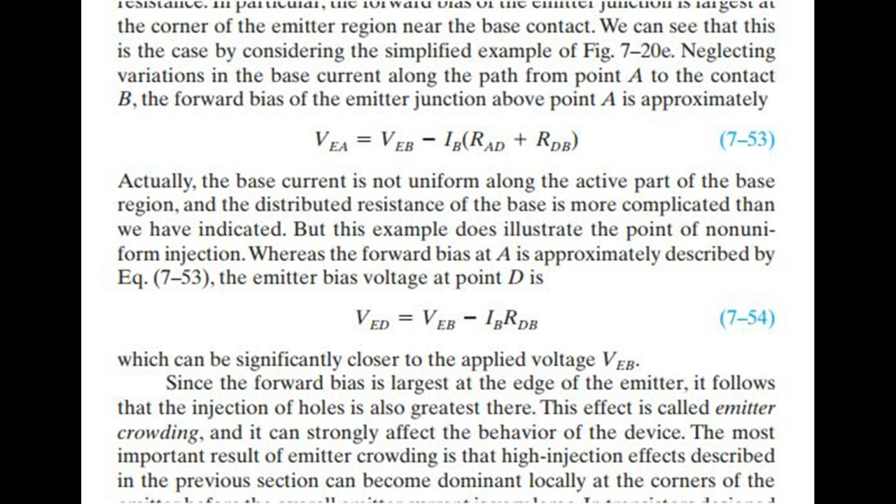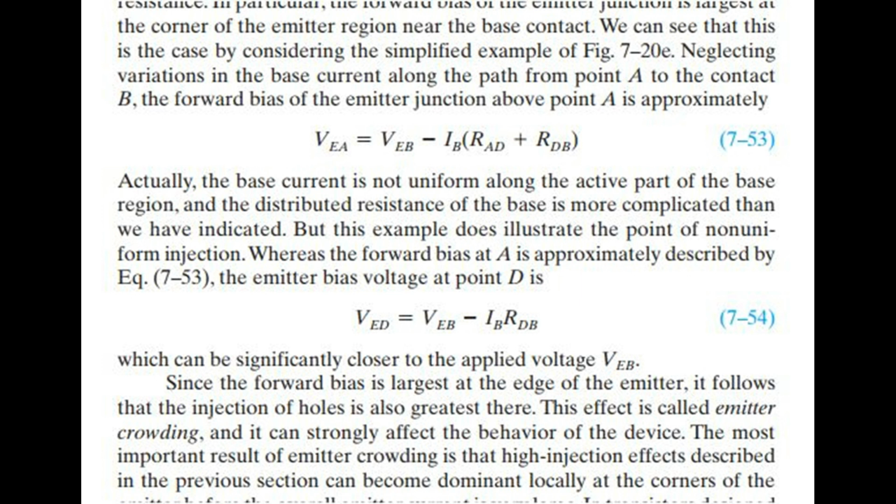the base current is not uniform along the active part of the base region, and the distributed resistance of the base is more complicated than we have indicated. But this example does illustrate the point of non-uniform injection. Whereas the forward bias at A is approximately described by Eq 7-53, the emitter bias voltage at point D is, which can be significantly closer to the applied voltage VEB. Since the forward bias is largest at the edge of the emitter, it follows that the injection of holes is also greatest there.